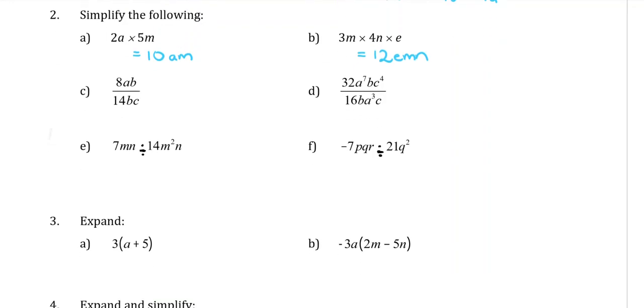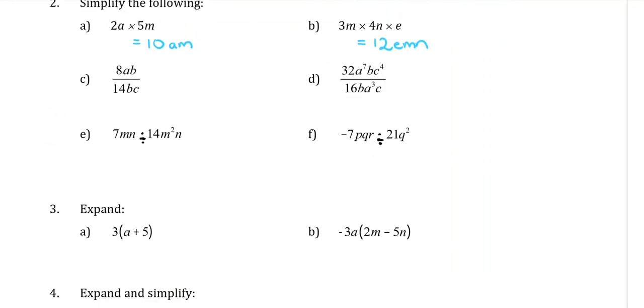Question C, fractions mean that we are dividing. So we would want to go 8 divided by 14, but that's not going to go nicely. We certainly don't want to go to decimals, but we want to simplify the numbers down as much as we can. So we could divide the 8 and the 14 by 2, which would give a 4 on the top and a 7 on the bottom. With the letters, we can cancel the b from the top and the bottom, because remember, dividing, the letters cancel out, and that will just leave an a on the top and a c on the bottom.